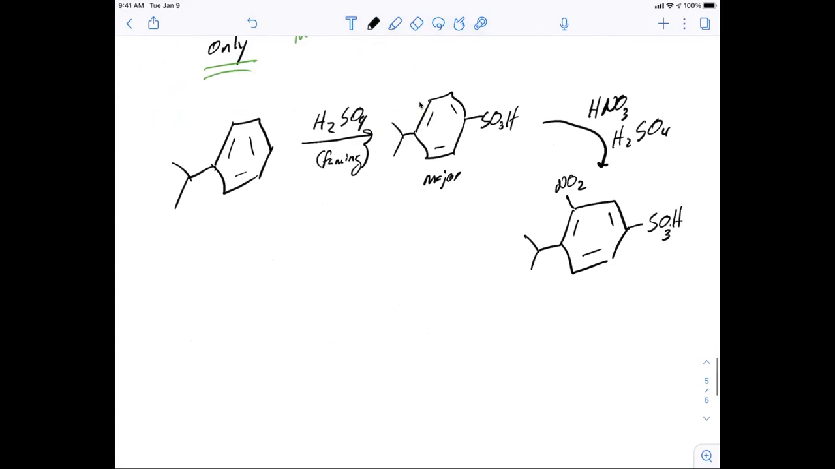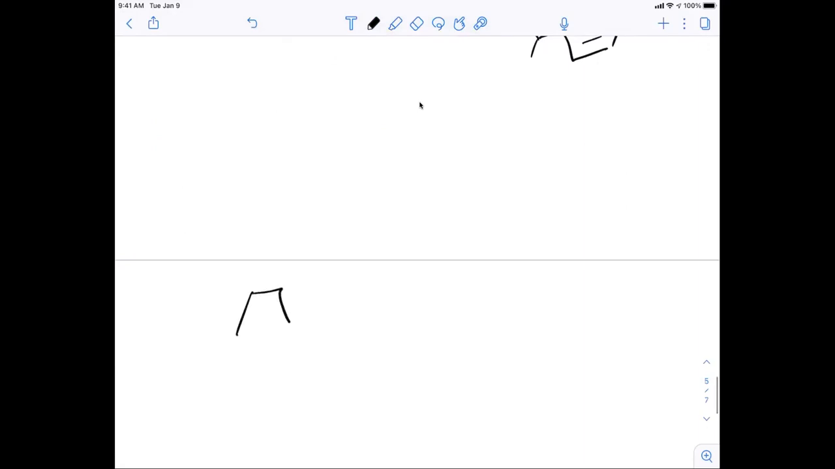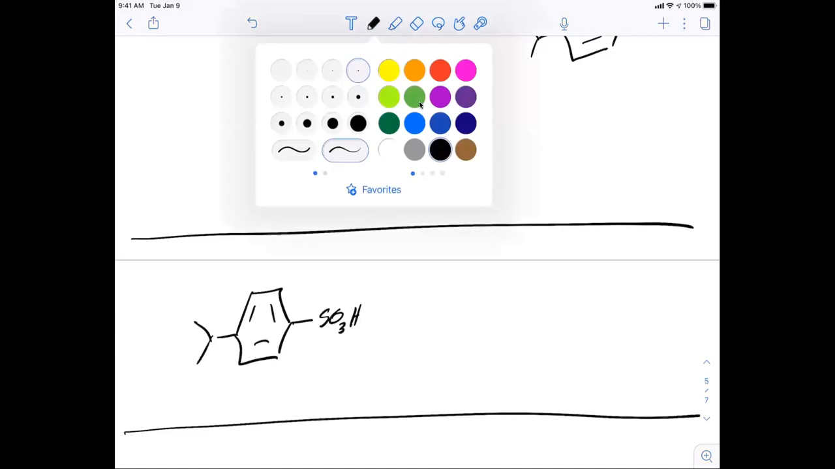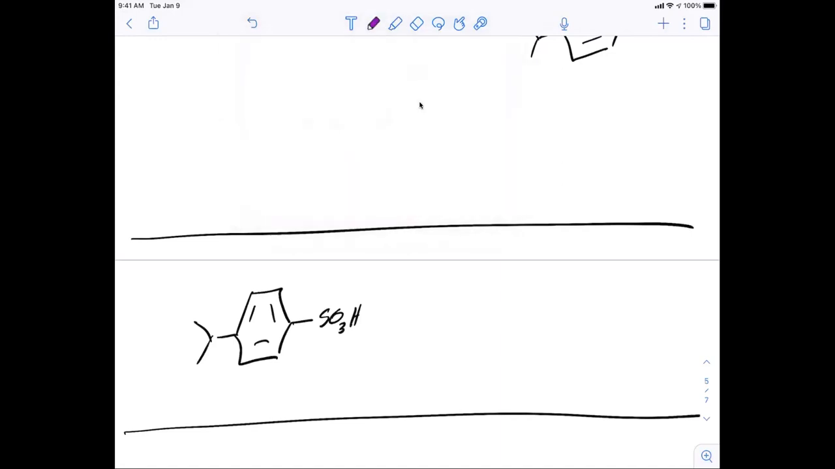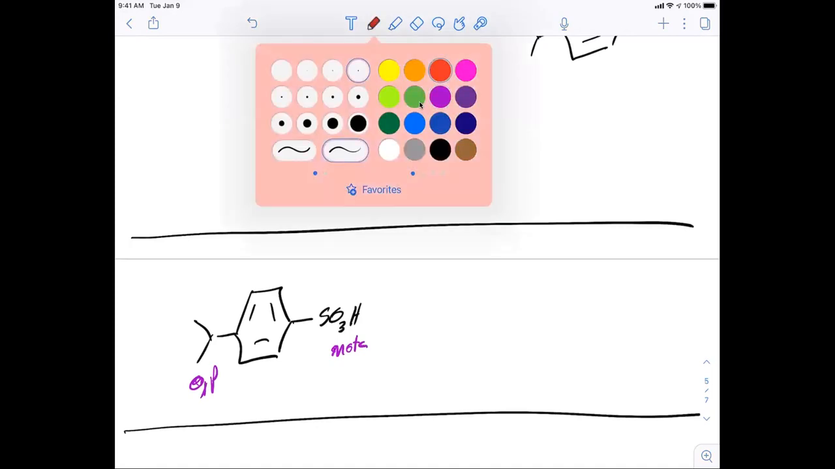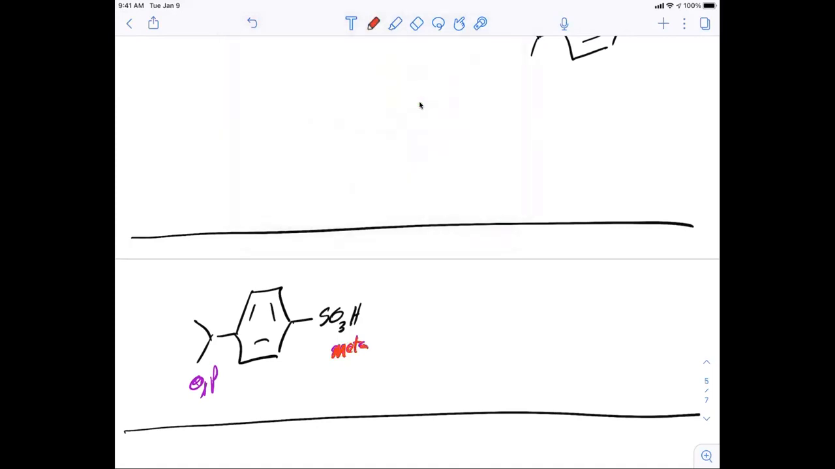So let's look at that down here. Sorry, that drew that benzene sad, but I didn't mean to. So this alkyl group is what? That's an ortho-para director, right? What is the sulfonate? The sulfonate is a meta director, right? So let me change my colors here. Meta director in red. So where is the meta going to be directing? It's going to be directing here and here. Where is the ortho-para going to be directing? It's going to be directing here, here, and here, right? The para is blocked, so it's the ortho.